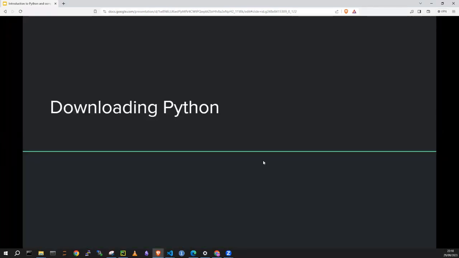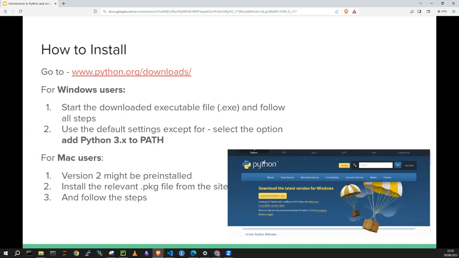Downloading Python, right? So let me show you where. You will go to python.org/downloads, and then for Windows users, the operating system will tell your browser what operating system you are using. And for Windows, just start the download of the executable file and follow all steps. Use the default settings except for when you get to the option that says add Python to PATH, you select that, right? And that makes it easier down the line. And then for Mac users, Python 2 might be pre-installed, and you install the relevant package file from the site, and just like before, follow the steps.